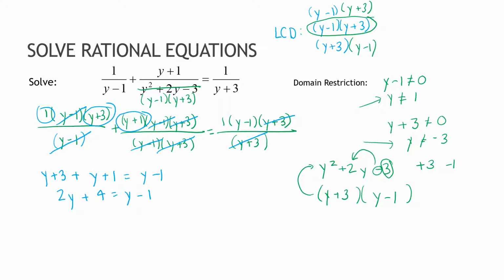Subtract y from each side. Y plus 4 equals negative 1. I subtract 4 from each side to get y equals negative 5. And then I check it against my restriction, and I see that y equals negative 5 is a-okay, so that is my one solution.